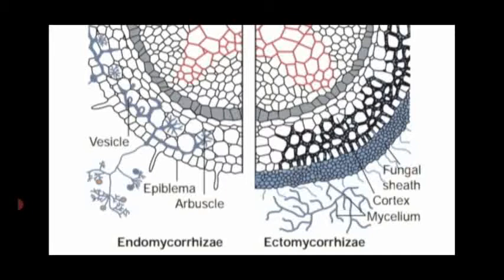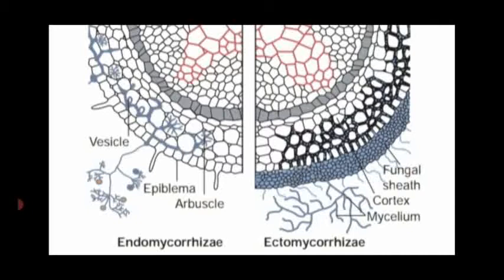The epiblemma is the outermost region of the root. This type of fungus is known as endomycorrhizae. That means a fungal partner located on the inner side of the cortex region of the root is known as endomycorrhizae. Endo means inner. Another one, ectomycorrhizae, is the fungal partner located on the outer surface of the root region. That is said to be ectomycorrhizae.